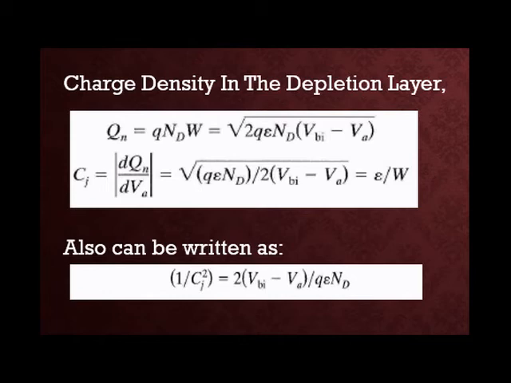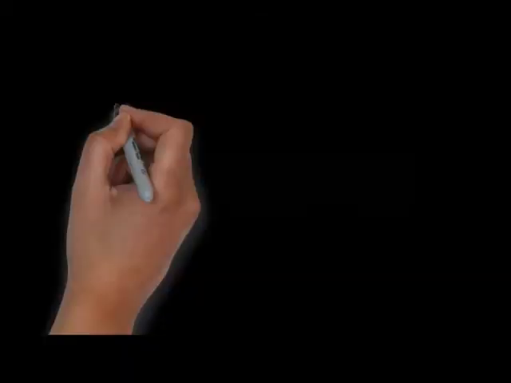The capacitance per unit area formula can be rewritten in the following form. Assuming a uniform ND throughout the depletion layer, we can plot a graph of 1 over Cj squared versus the applied voltage VA.